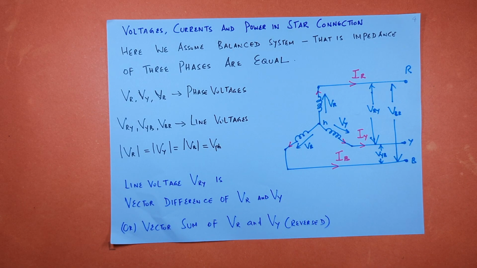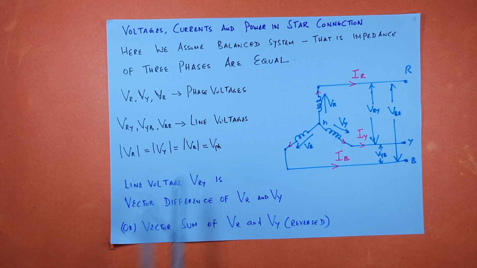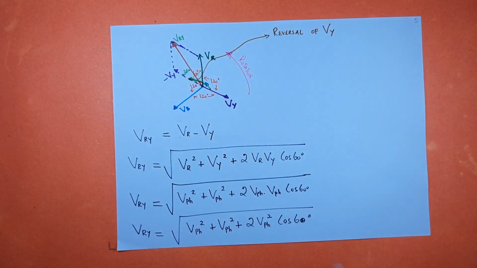Since it is a balanced system, the phase voltages are equal. That is, magnitude of VR equals magnitude of Vy equals magnitude of Vb, that is equal to the phase voltage V phase. Now to find the line voltage, it is going to be the vector difference of VR and Vy. Or in other words, the vector sum of VR and Vy reversed. So next we shall see the phasor diagram.